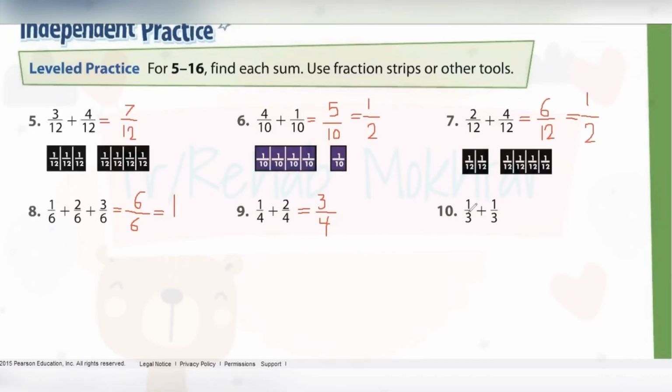Number 10, 1 out of 3 plus 1 out of 3. We have the same denominator, so I will keep it as it is, which is 3. Now I will add 1 plus 1 equals 2. 1 third plus 1 third equals 2 thirds.